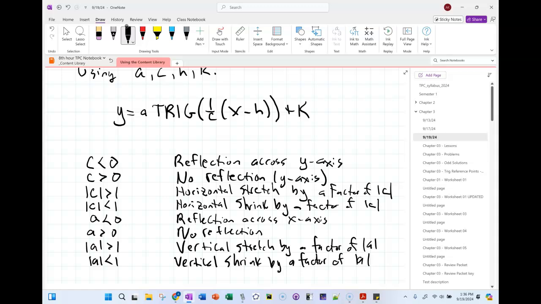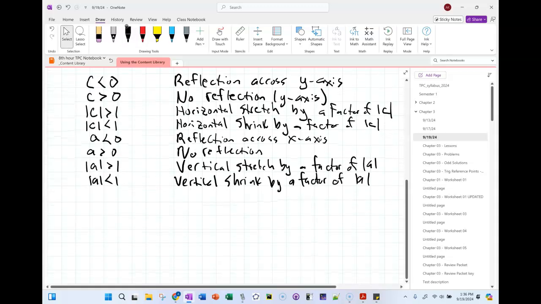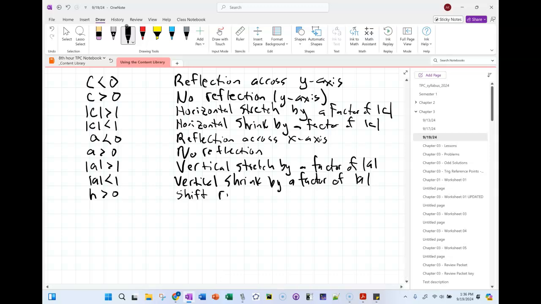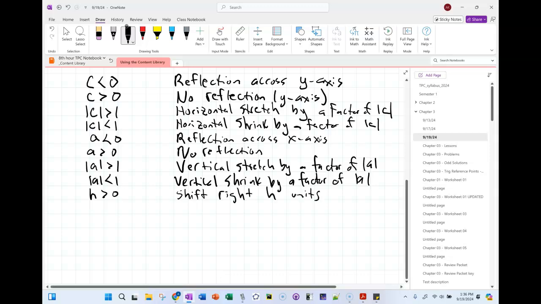Okay. So we've covered A's and C's. We still have to talk about H and K. Well, H greater than 0 is a shift, a translation to the right, H units. And if it's negative, it's going to go left, the magnitude of H units.